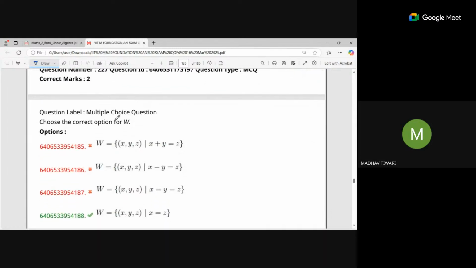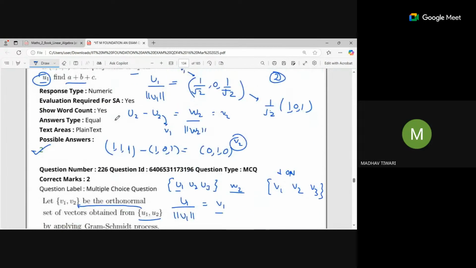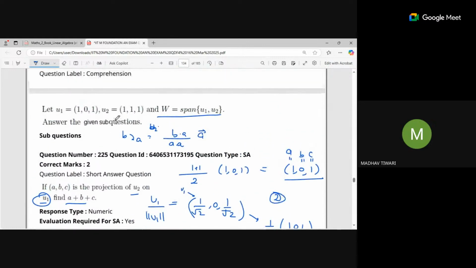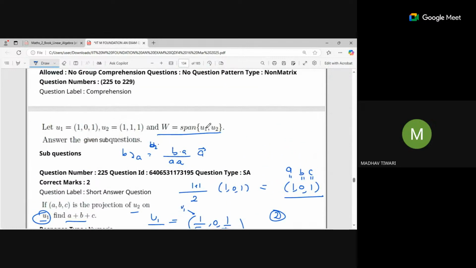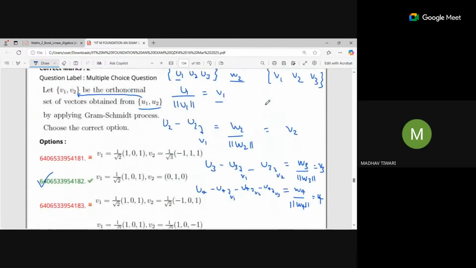Next, we have to find W. W is the span of these two. So simply I can say x times my first vector (1, 0, 1) plus y times my second vector (1, 1, 1). So it will be (x plus y, y, x plus y). In this way, what do I have to find out here?